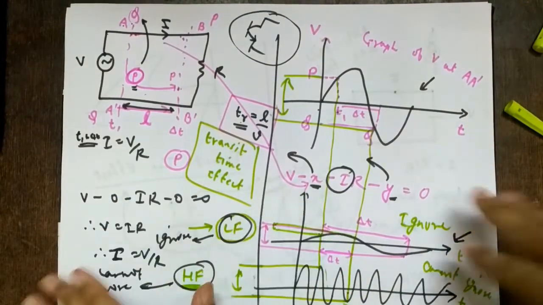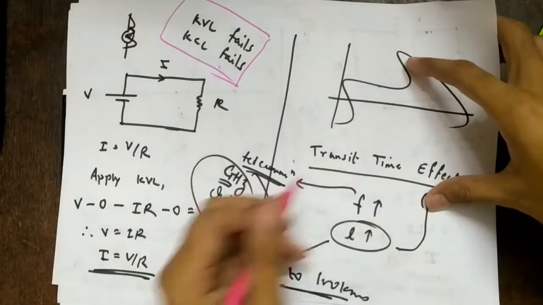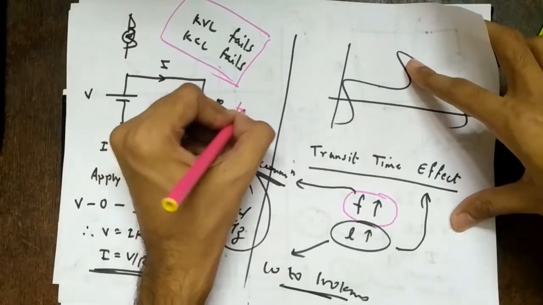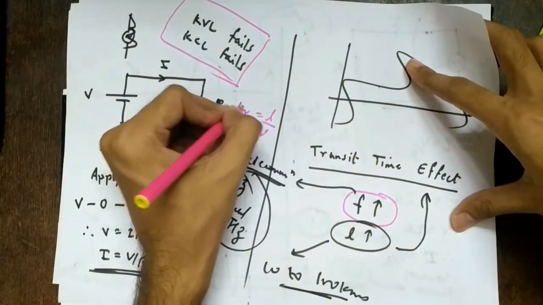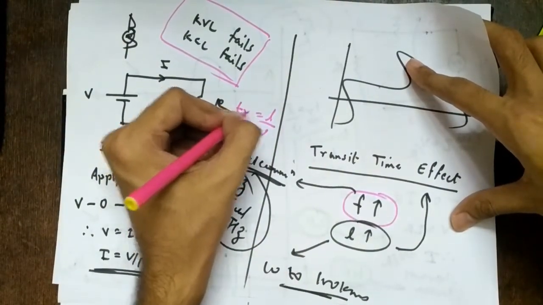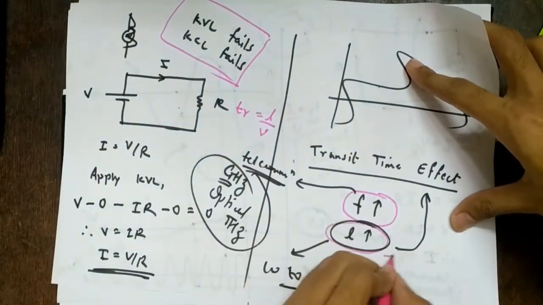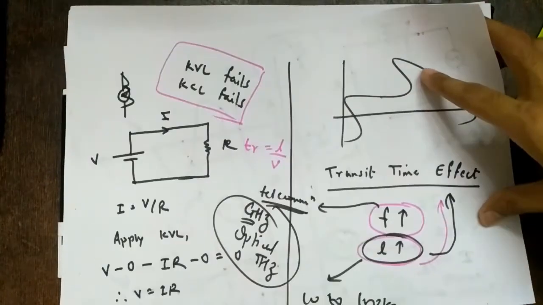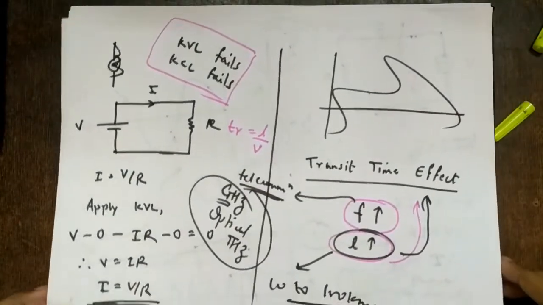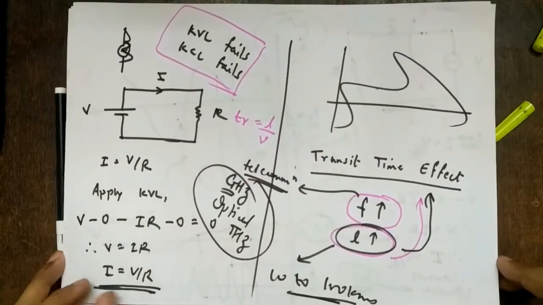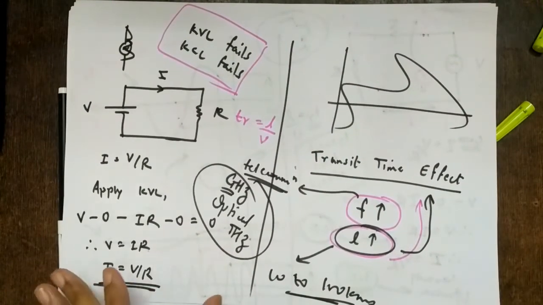And from these diagrams we saw that it is applicable at high frequency, and since the transit time is L by V, if delta T is high, means the transit time is high, the length should be high. So if length is high, then also we cannot ignore this effect. So this is the very important concept and the crux of this module, which is transmission lines, which you need to understand. Okay.